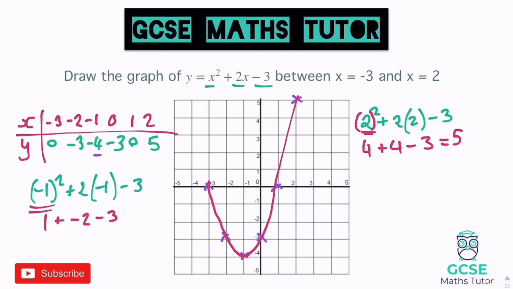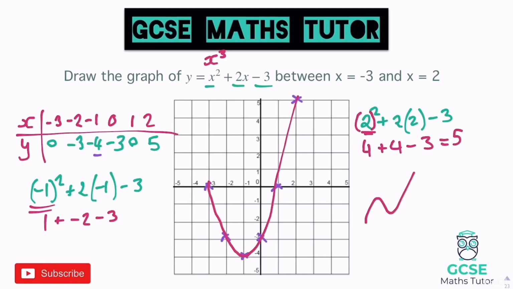Just as a note, we could also have a cubic graph. So we could have an x cubed up here, and we just treat that in exactly the same way, subbing the numbers in very carefully using brackets. And it tends to be that a cubic graph has this sort of shape. So just be careful. There are some others as well.